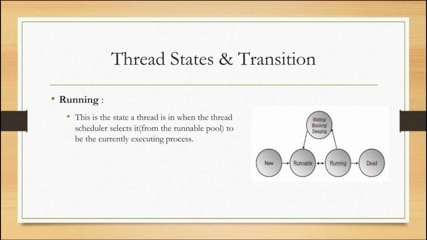Next, once the scheduler selects this thread for the execution, we can say that the thread is in running state. So it will move from runnable state to the running state. This is the state a thread is in when the thread scheduler selects it to be the currently executing process. So when the thread is in running state, what will it be doing, what do you people think? Maybe the question looks weird.